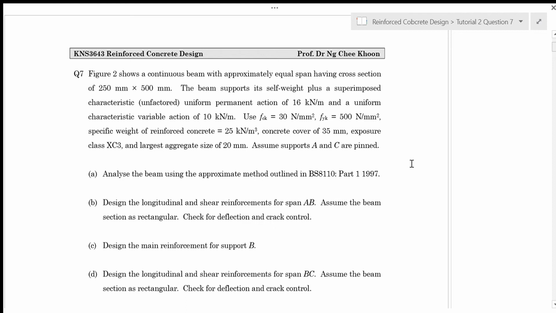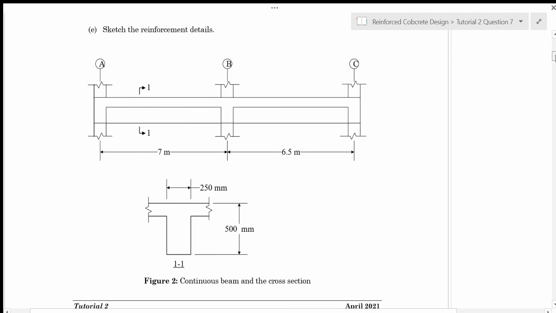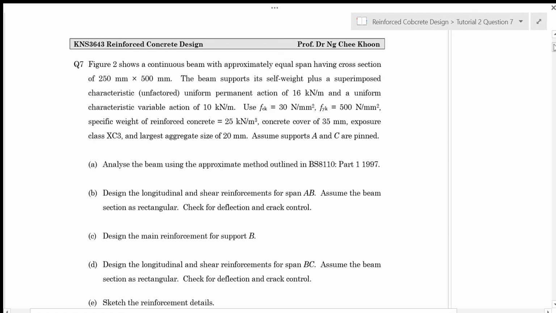In this video, I'm going to give you the tutorial solutions of question 7 in tutorial 2. In question 7, we have a figure 2 of a continuous beam, span AB and BC, with span AB of 7 meters and span BC of 6.5 meters. This continuous beam has approximately equal span, having cross-section of 250 mm by 500 mm.